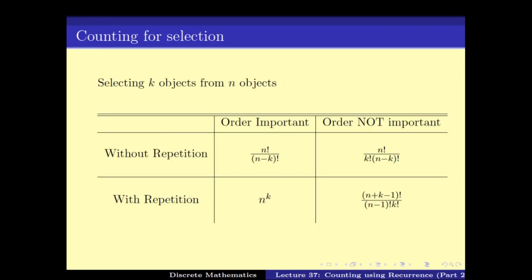So one of the things that we looked at is how to select k objects from n objects. And in that case, we looked at whether the order in which we select the elements matters and whether we can select the same object multiple times. And for all the four cases, we came up with a compact, nice, beautiful solution, something like n factorial by k factorial times n minus k factorial in this case.